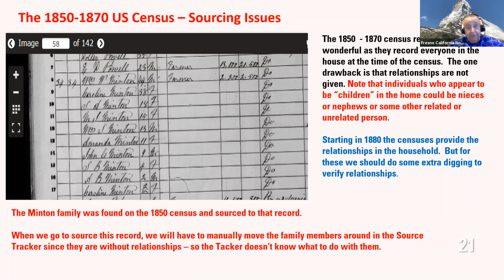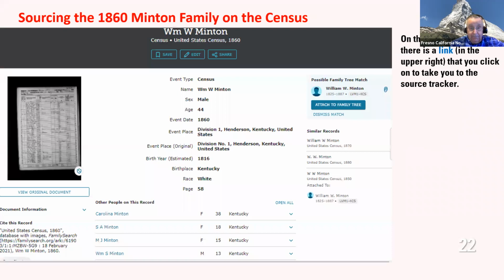So we have to be a little bit careful. Starting in 1880 is a lot nicer because relationships are given, and hopefully they're correct. Okay, so when we go to source this record, Source Tracker hates these because there's no relationship given for the kids. It can't help you. And so you have to do a lot of dragging and dropping of people.